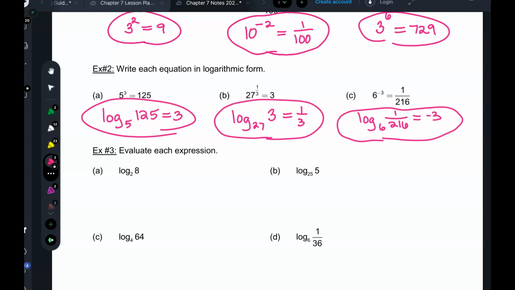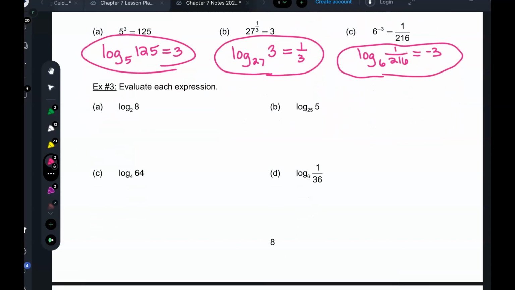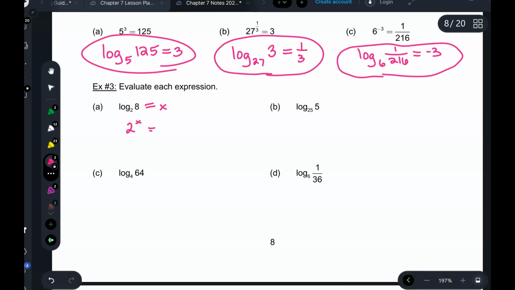Okay, how does that help us? Well, let's say I want you to evaluate these, and we're going to evaluate them without a calculator. So it says log base 2 of 8. Let's make that equal to x. Can we rewrite this in exponential form now? Well, it would be 2 to the x equals 8. So what does x have to be? What power of 2 will give us 8? 3.